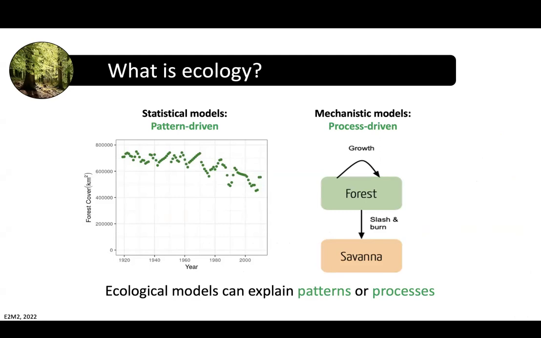So for example, here on the left is a graph of forest cover over time. And so we can see that there appears to be a pattern of forest cover decreasing over the years. Whereas on the right, we're trying to explain why this might be happening. So you have a forest and it has some rate of growth that allows it to keep growing as a forest, but then you have some other rate that's causing it to decline, such as slash and burn is what we're hypothesizing here, which is causing the forest to turn into a savanna type of habitat.